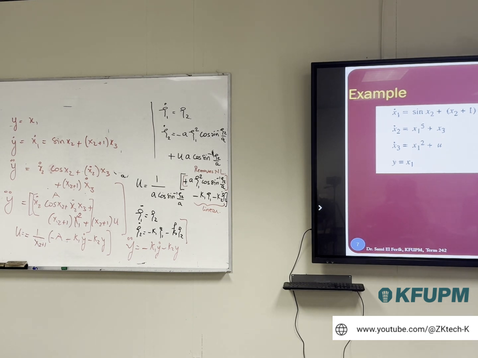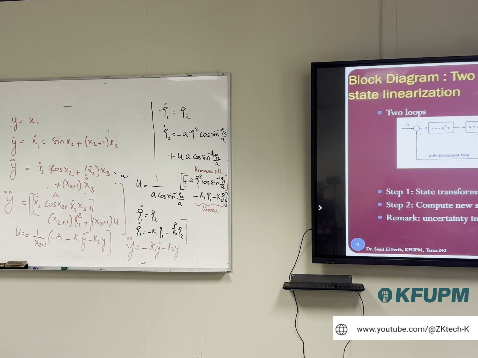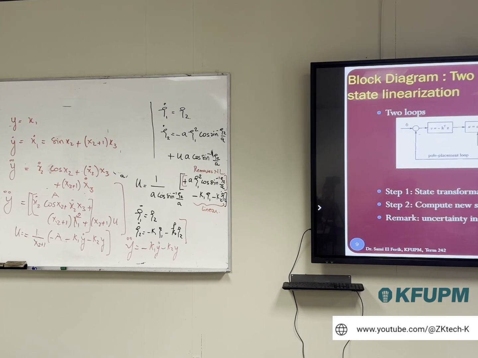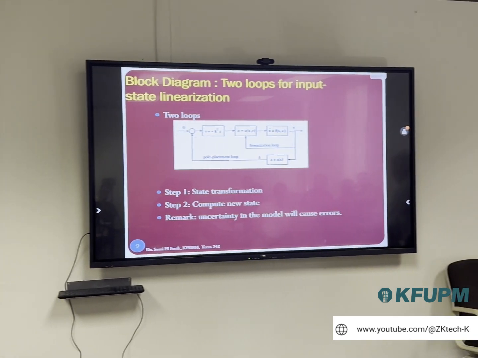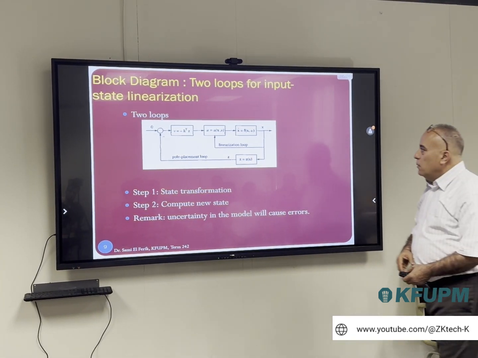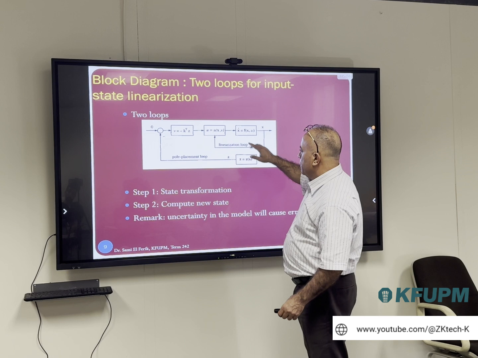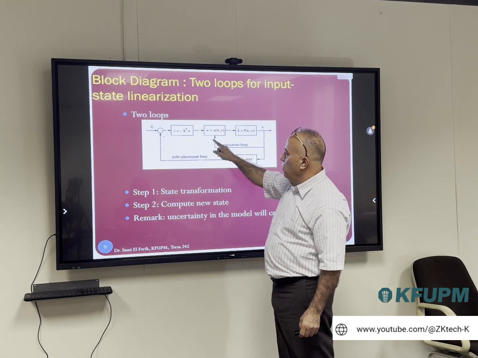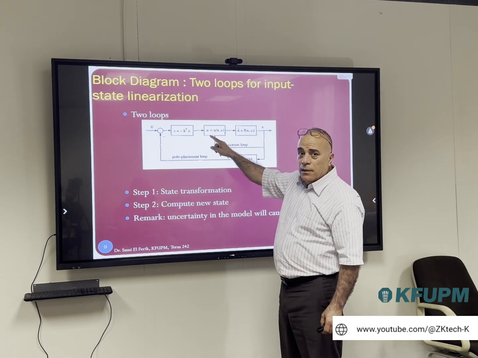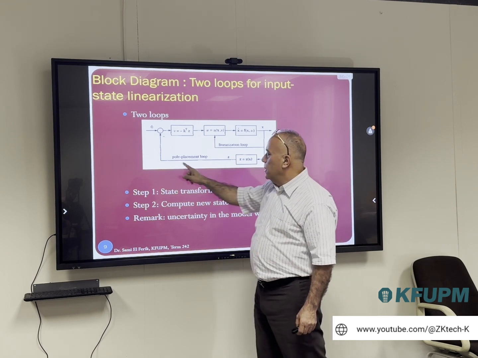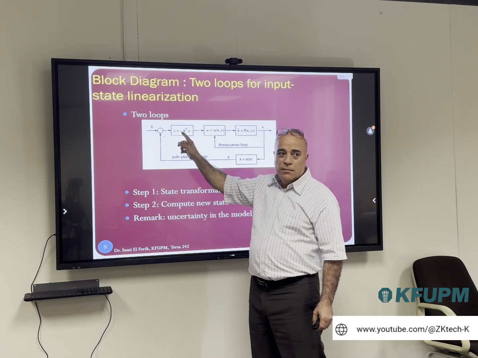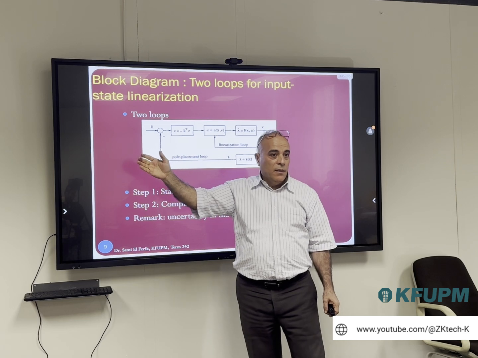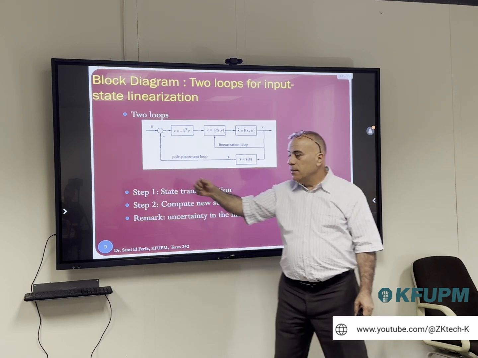Can we do linearization anytime we want? No. So this is the domain of definition of feedback linearization. First of all, we need to look at our nonlinear system. And we have a linearization loop. This is the first loop that we have. And we have a second loop where we can use pole placement. Pole placement means that the system is controllable.